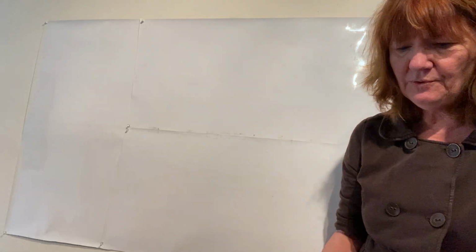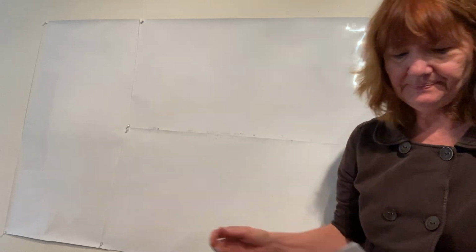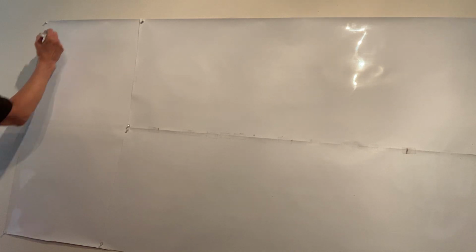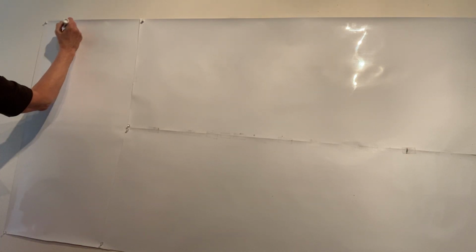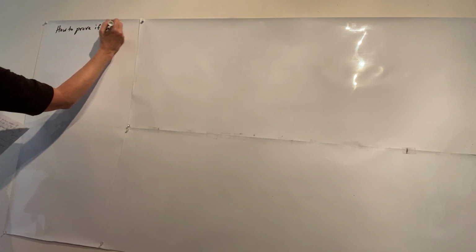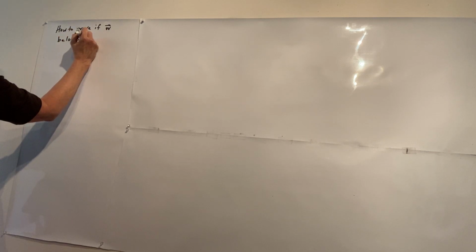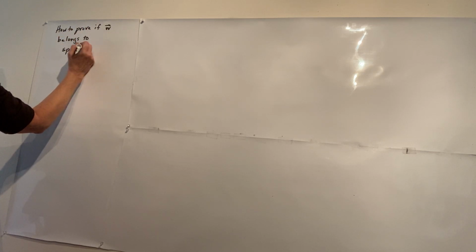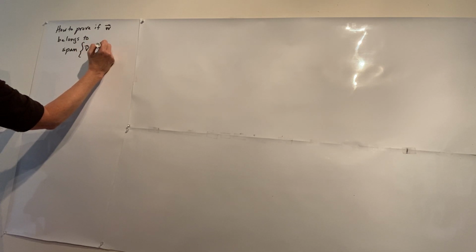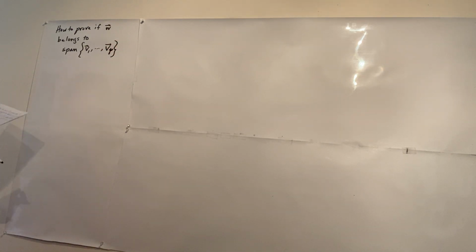All right, so how to prove if a given vector W belongs to the span of some other vectors, V1 through Vp. Okay, that's what we're going to talk about here.